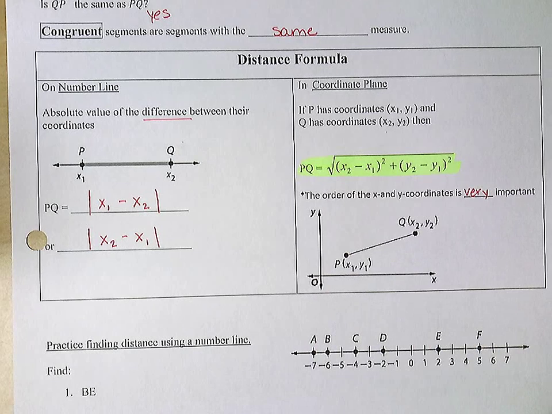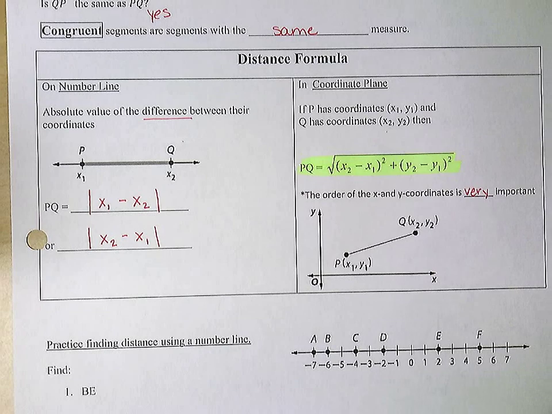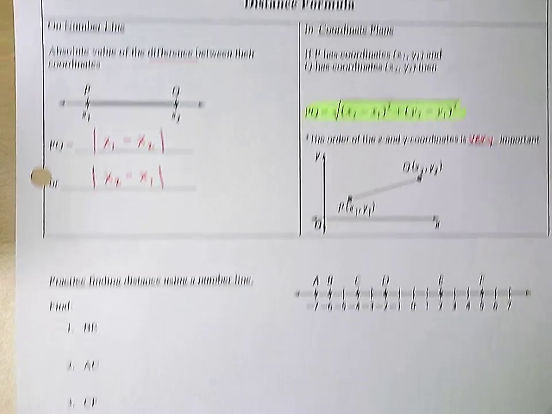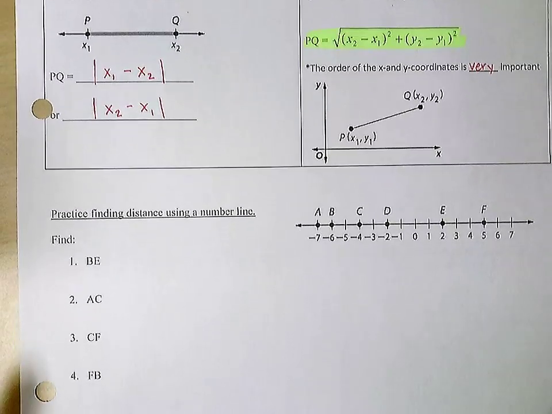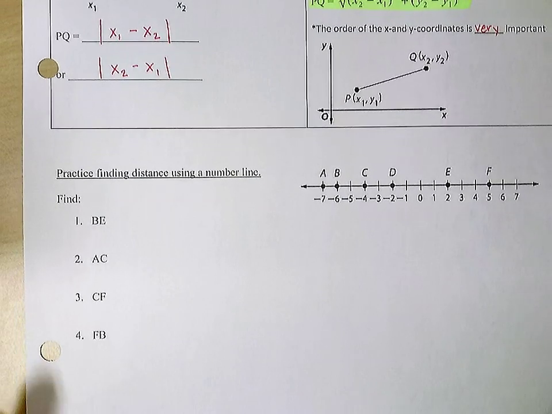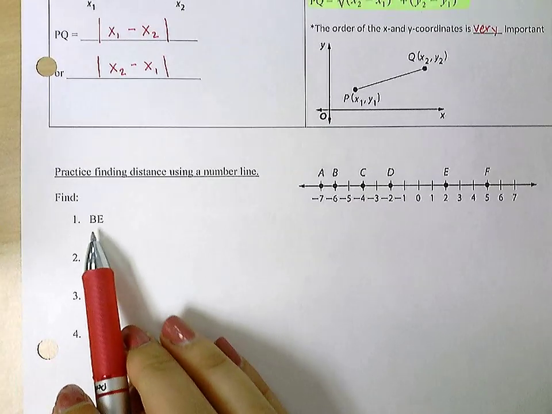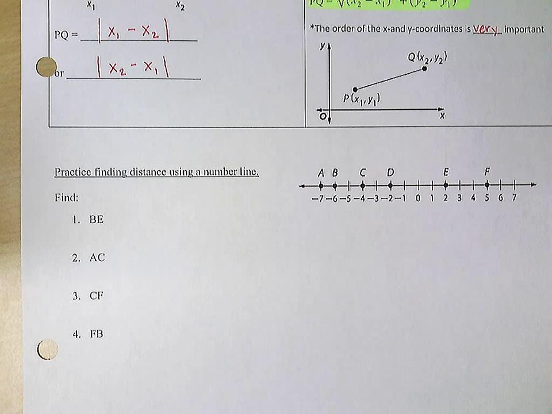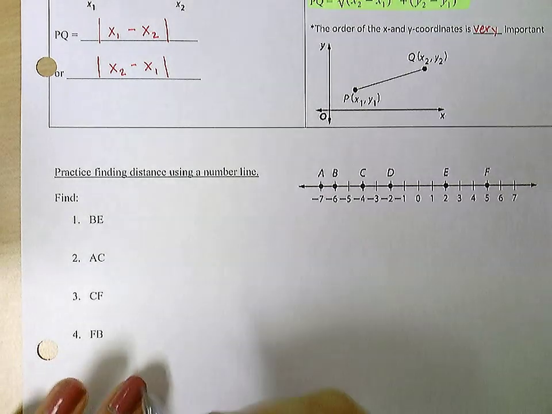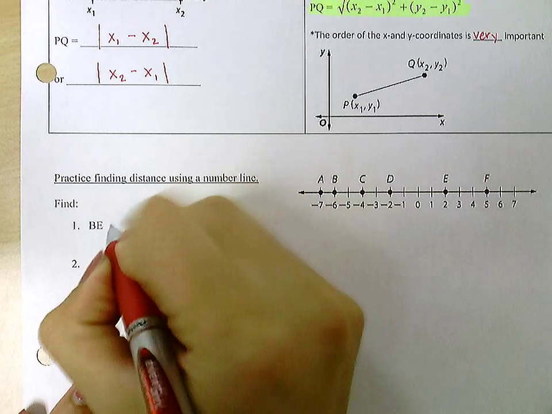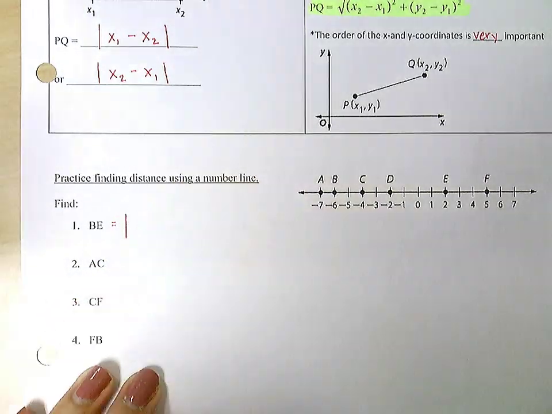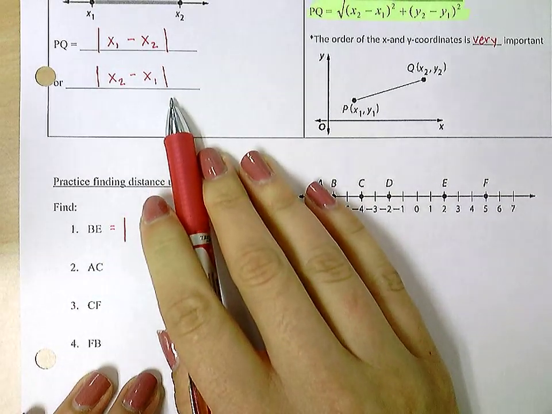Questions before we get into some examples? Okay, then first we're going to practice on a number line. So for number 1, we want to find the distance of BE. Again, when we're finding length of a segment, we don't use the segment bar above those 2 letters. Okay, we're finding the length. So no segment bar there. So to find BE, I'm going to use my absolute value formula here.